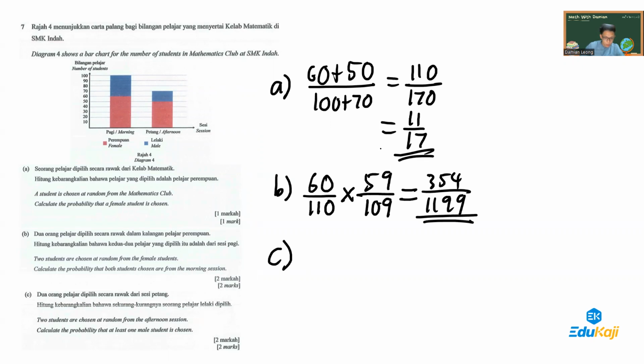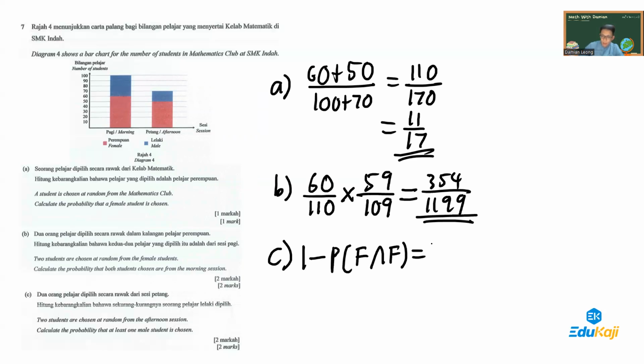Part C, 2 students are chosen at random from the afternoon session, only afternoon session. Calculate the probability that at least 1 male student is chosen. At least 1 male student means it can be 1 male, or both male, first one male, second one male, or both male. So usually in this kind of situation, I use complement probability. Means 1 minus the probability of the opposite, the probability that both are female.